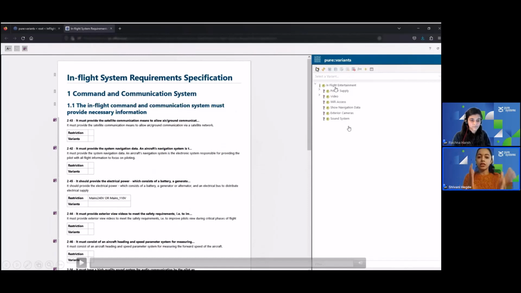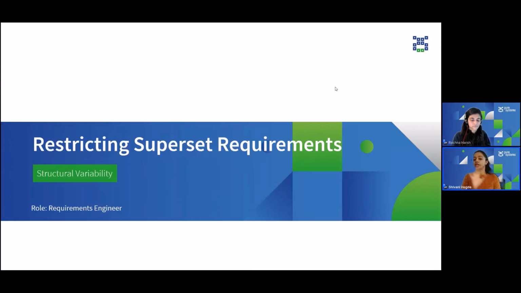Now this 150% requirement specification document not only consists of all the common requirements that are going to be part of all variants, but also the variable requirements that are going to be part of some of the variants. So this was how the pure variance connector for Polarian looks. Now let's move on to the next part.